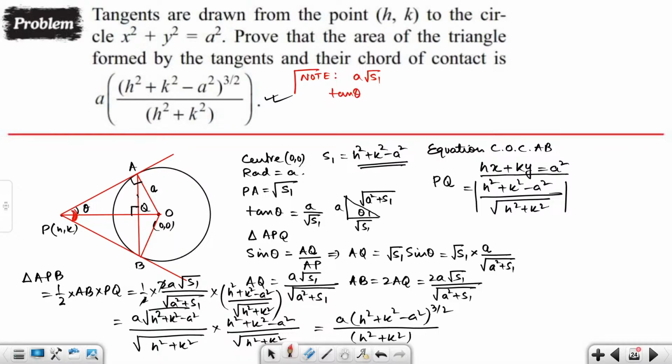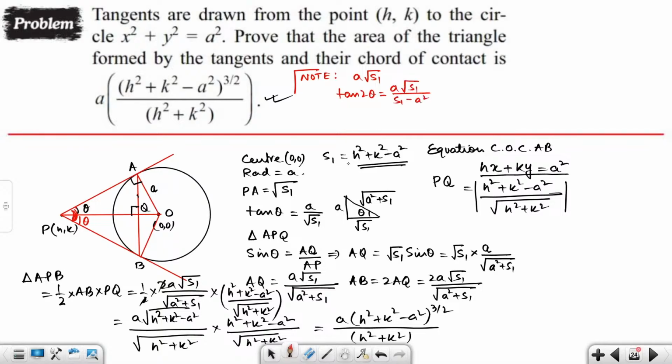Tan theta means this. I have written theta, so let me write this thing is also theta. So I have to write in this place 2 theta, because this is actually the formula for the angle between the two tangents. It's tan 2 theta, which we know is a root s1 divided by s1 minus a square.